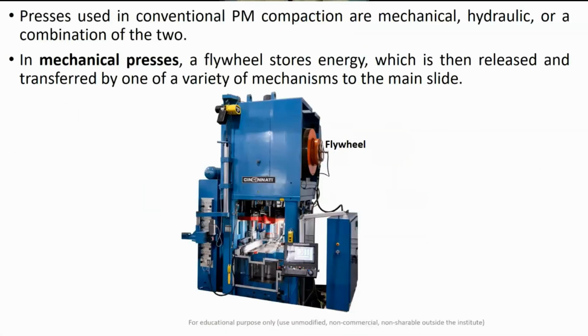Now, what are the tools and equipment necessary for compacting the powder material in the die cavity? First of all, we require a die and a punch. The die and punch are generally made of tool and die material, which is high carbon, high chromium die steel.